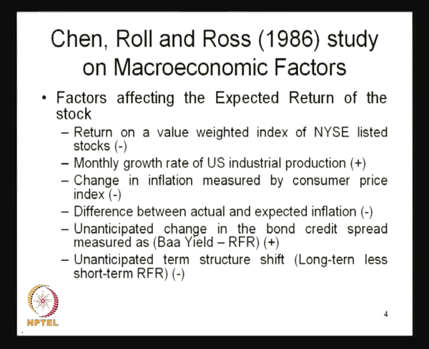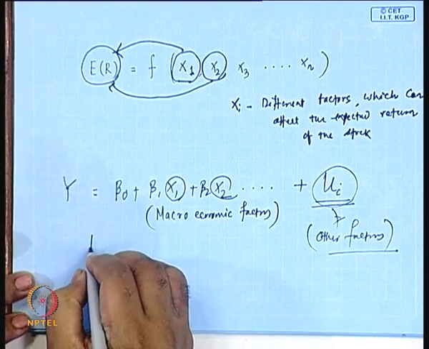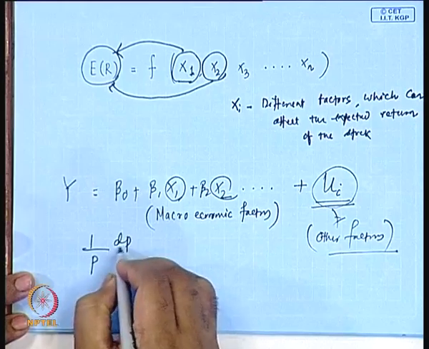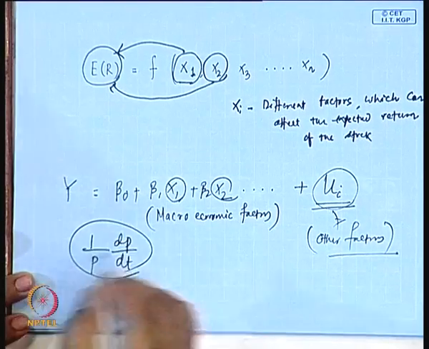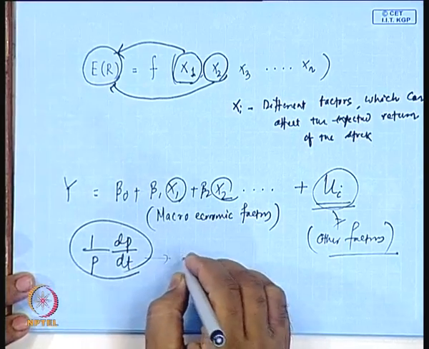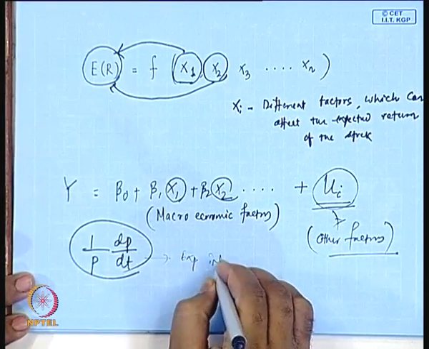Then another factor they have incorporated is the difference between actual and expected inflation. What do you mean by expected inflation? It means basically how we expect inflation to grow, or what the inflation could be in the next period or next year. That is basically expected. So how can we measure it? Mathematically, it is basically the rate of change with respect to the time period. If you want to measure the rate of change, this is basically your expected inflation.